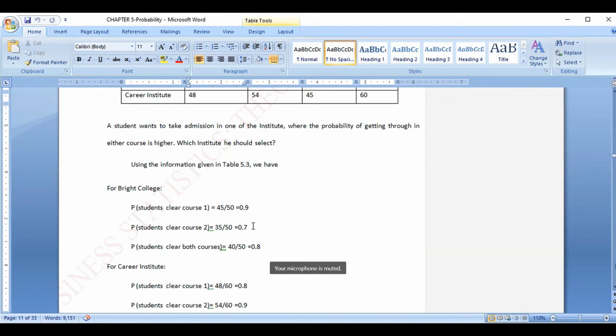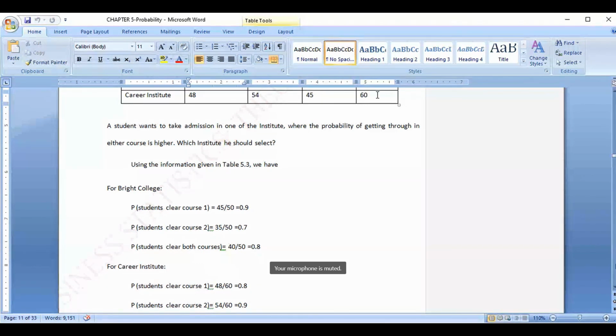Look at the table for Career Institute. What is the probability for selection of the first course? 48 divided by 60, then 54 divided by 60, and 45 divided by 60. So the individual probabilities are ready. What is our definition of probability? Number of cases favorable to the total number of cases.